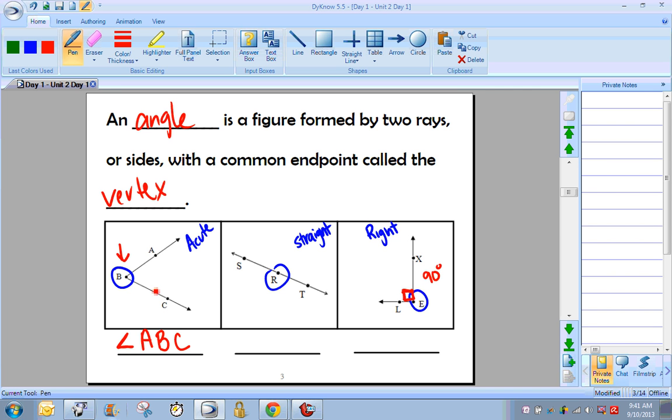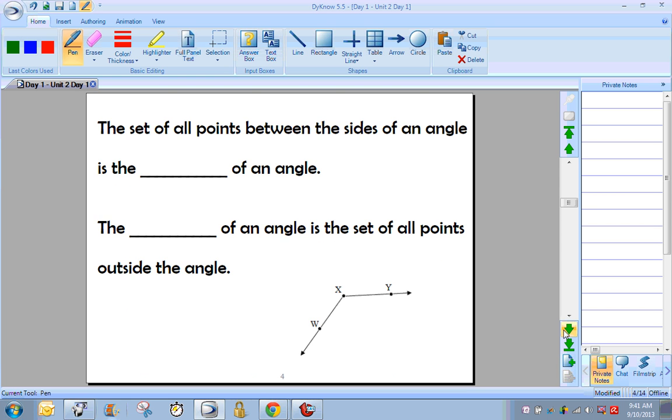Okay? What's another way of naming this angle? CBA. But again, what's the most important? Vertex has to be in the middle. Okay, name the next two angles. We should have angle SRT or TRS, and finally angle LEX or angle XEL. Okay? Everybody got that? We should be good. That's how we name angles.